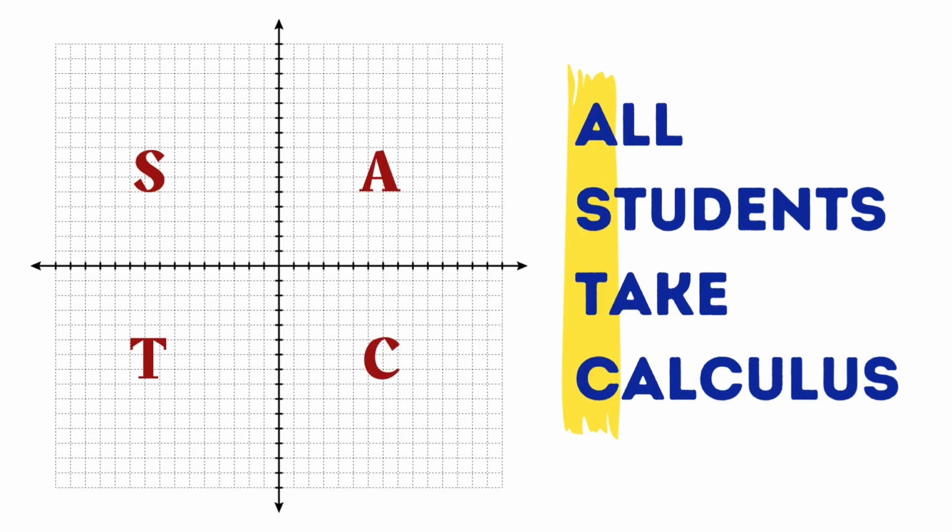So we're going to remember this saying, all students take calculus. And this is going to help us to determine whether the trig value is positive or negative based on the quadrant. So in quadrant 1, all the trig values are positive. In quadrant 2, S for students means only the sine is positive. In quadrant 3, the T for takes represents the tangent, and only the tangent is positive in quadrant 3. And calculus, C, quadrant 4, only the cosine is positive.